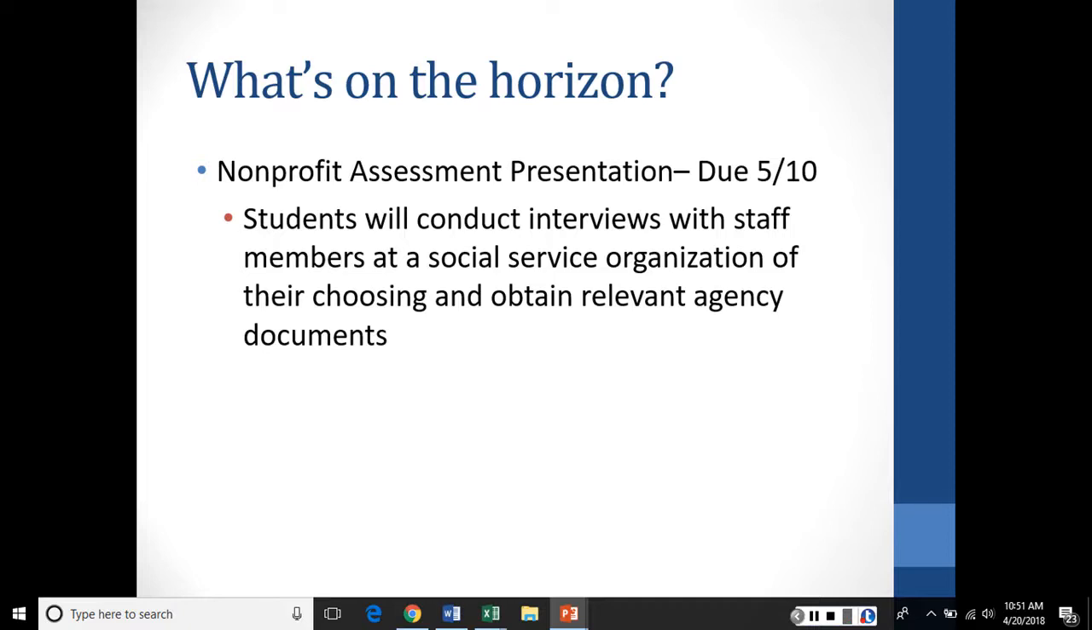They're going to need to interview at minimum one staff member, and I do want the name of the staff member who you talk to, because I want to make sure that you're not just making stuff up and pulling stuff off the website. So I will need the name and the contact information for the staff member that you interviewed.